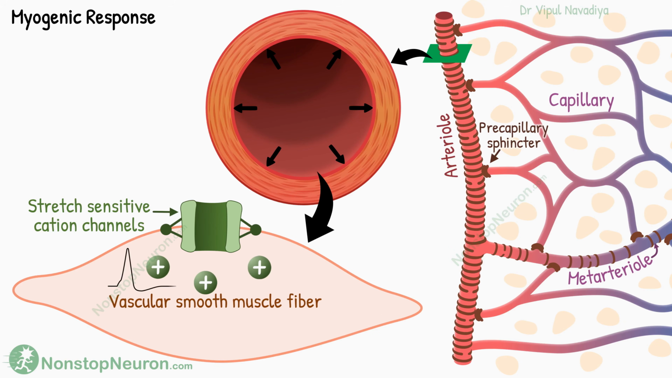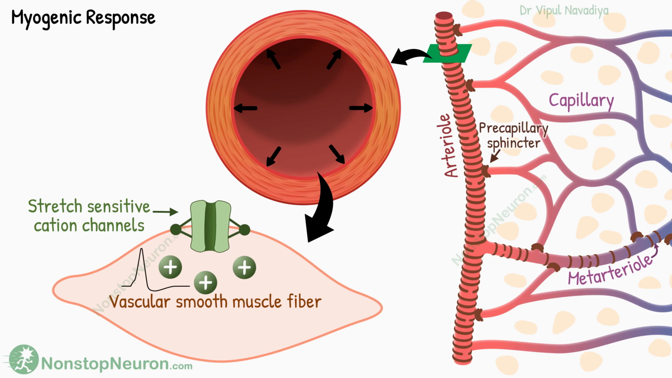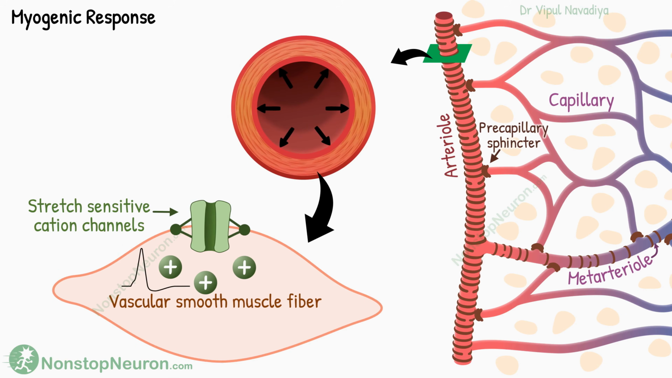Resultant depolarization causes contraction of the muscle fiber. So the vessel constricts in spite of increased pressure. This reduces the blood flow, even though the pressure in the upstream vessel is kept elevated. If there is a sudden fall in the pressure, all the events happen in opposite directions and prevent too much fall in blood flow. This is called myogenic response.